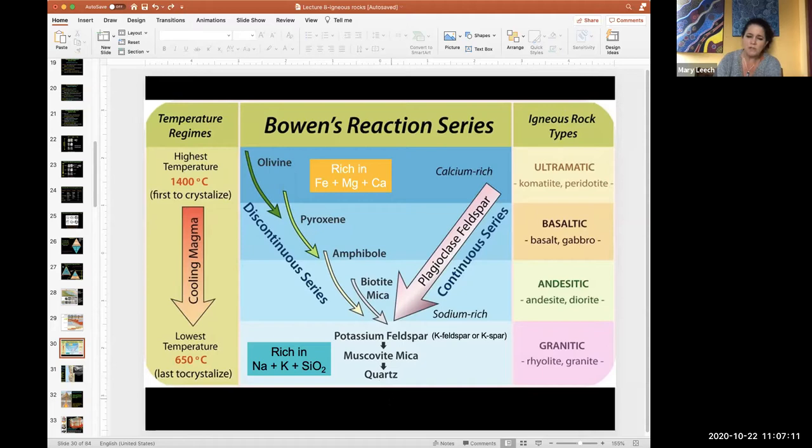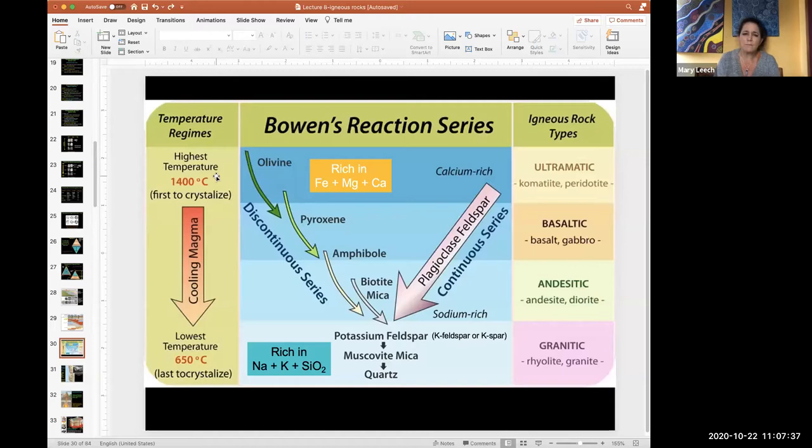But you're going to melt the quartz first and the muscovite and the K-spar first, then the biotite, amphibole, and sodic plagioclase, and on. So it works the same. These are crystallization or melting temperatures. It depends on what you're talking about. Mostly people use the Bowen's reaction series to talk about crystallization of a magma.